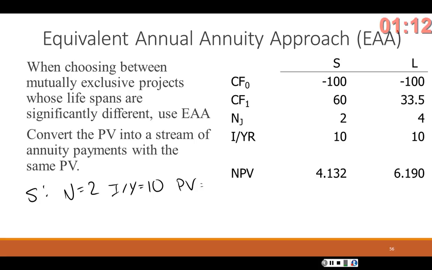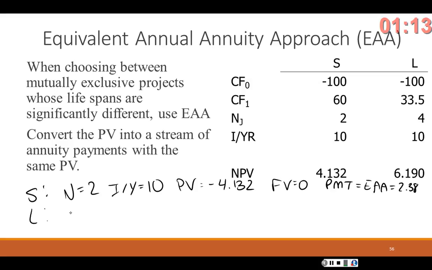Here we'll put this in, and it doesn't matter if you choose positive or negative, you'll get the same, but 4.132. And the future value is 0. By putting the net present value in as a negative, it's going to cause you to have a positive payment, which may be more intuitive to understand. If you solve for payment, that is your equivalent annual annuity, and you get 2.38.